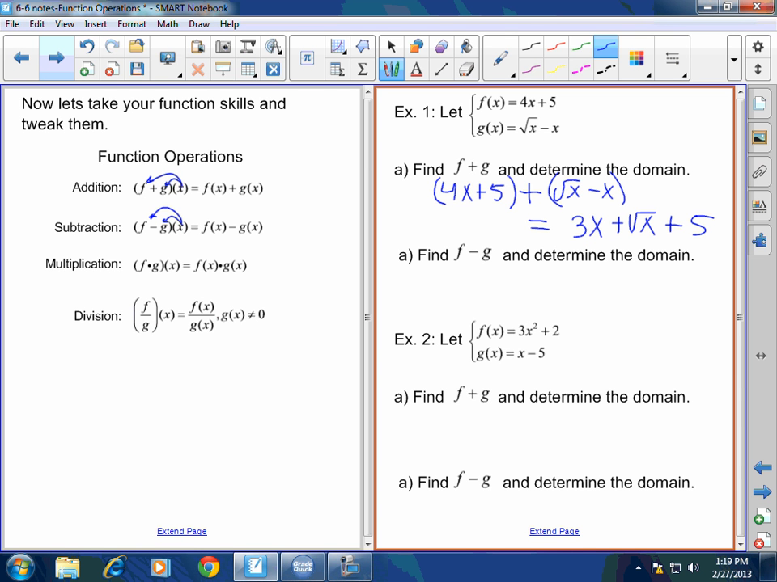I want to find f minus g. Okay? Well, f of x is 4x plus 5 minus g of x, which is in parentheses square root of x minus x. Please go ahead and distribute that negative. So you're going to get 4x plus x, which is going to be 5x, minus square root of x plus 5 again. And that will be your answer.